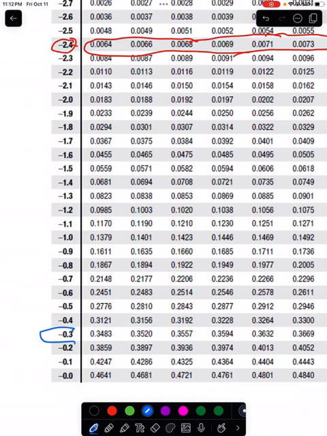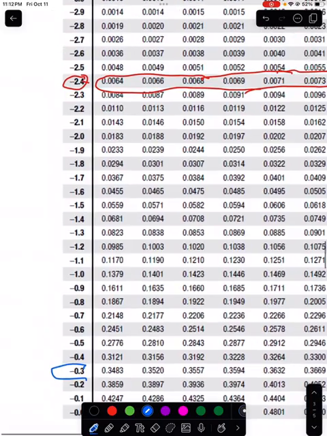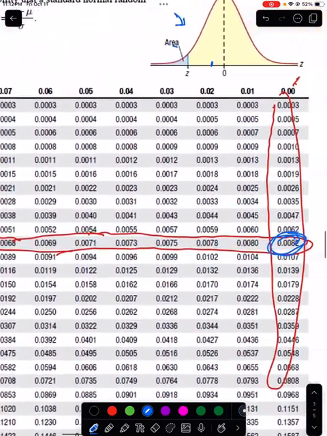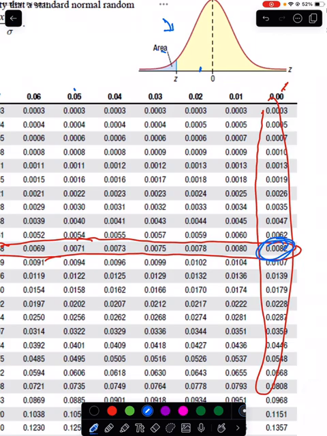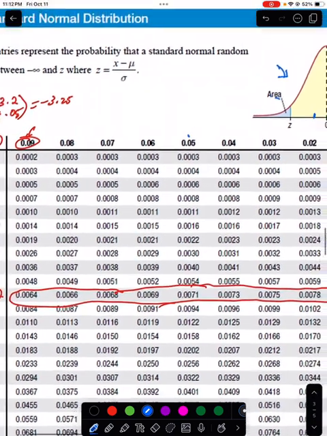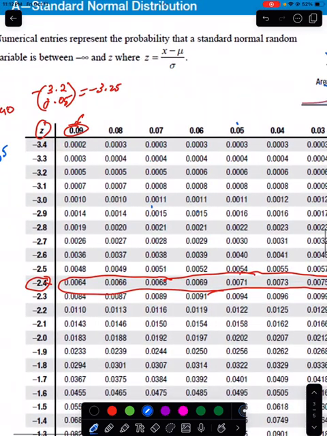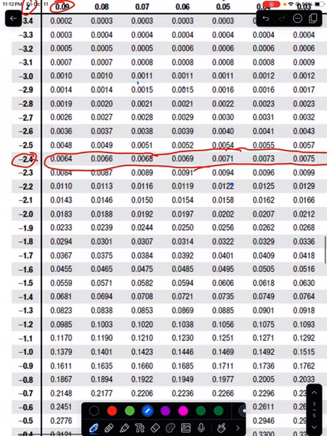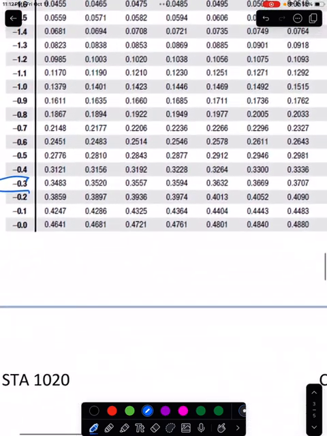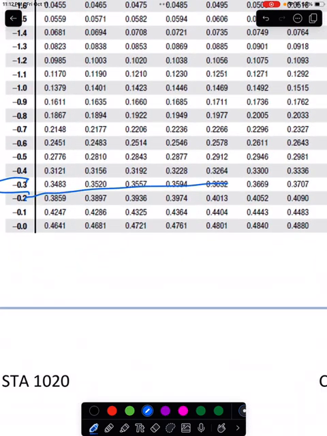Okay, so we keep going to the right, and then we try to see where is 0.05. 0.05 is this column, which is the 1, 2, 3, 4, fifth column. So we come down here. So it was the fifth column, so 1, 2, 3, 4, 5. So the value is 0.3632, which makes sense. Why?